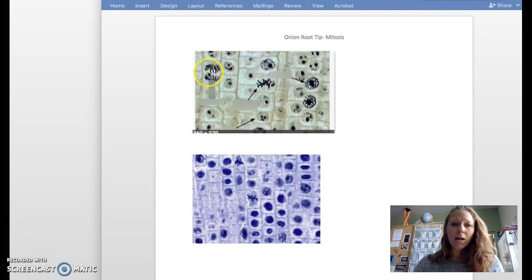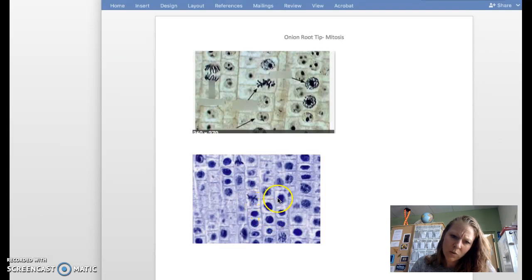You can see there's a distinct separation between the two sets of genetic material, and they're migrating to the poles. And so this right here is your anaphase. And then telophase. Telophase is when the cell has separate material.